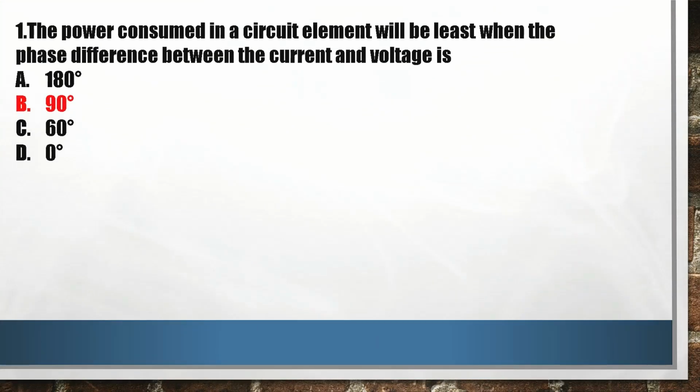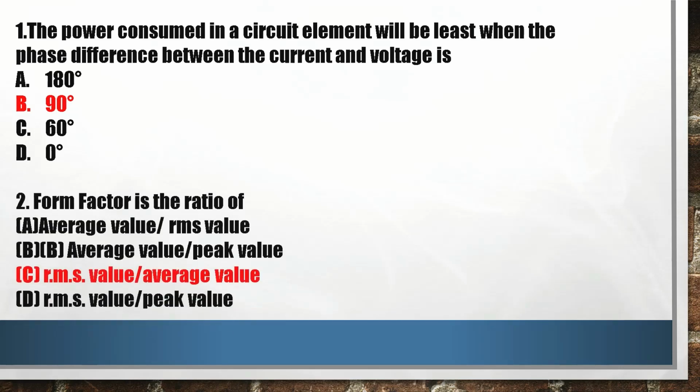Here is the first question. The power consumed in a circuit element will be least when the phase difference between the current and the voltage is, and the options are A 180 degree, B 90 degree, C 60 degree, D 0 degree, and the answer is B. Second question. Form factor is the ratio of, options are A average value upon RMS value, RMS refers to the root mean square value, B average value by peak value, C RMS value by average value, D RMS value by peak value, and the answer is C.